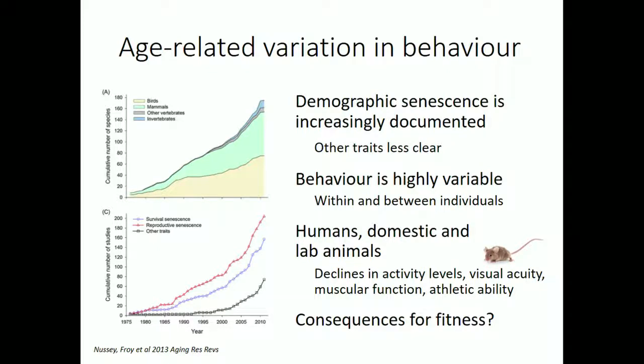But we know from studies of humans and domestic and lab animals that a number of physiological functions decline in later life, things like athletic ability and visual acuity. We expect from first principles that they're quite likely to affect behaviors, particularly things like foraging behavior, which of course might be really important for fitness. So there is a possibility that age-related changes in behavior may underpin some of the demographic senescence we observe in these populations.